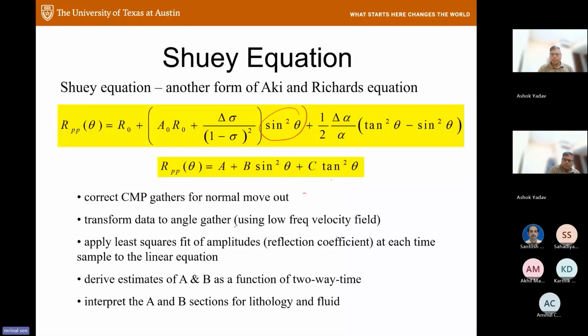And there has also been debate as to whether we should use the C term also. And that allows you to go to higher angles. Of course, that does allow you to go to higher angles, but then the problem is that at high angles, the amplitude is not so reliable because you have NMO stretching as well. So this is all applied to NMO corrected data.